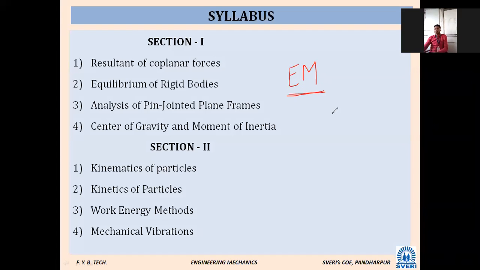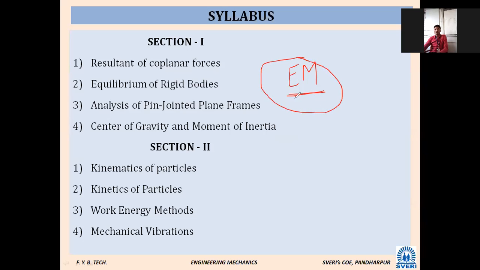Our subject is one of the most important subjects from the syllabus, where a number of calculations, trigonometry, equations, and many more things will be included. It is a combination of theoretical and problem-solving parts. This subject is related to engineering physics, and the base of what you have learned is required for us. So, as we discussed, EM is engineering mechanics.